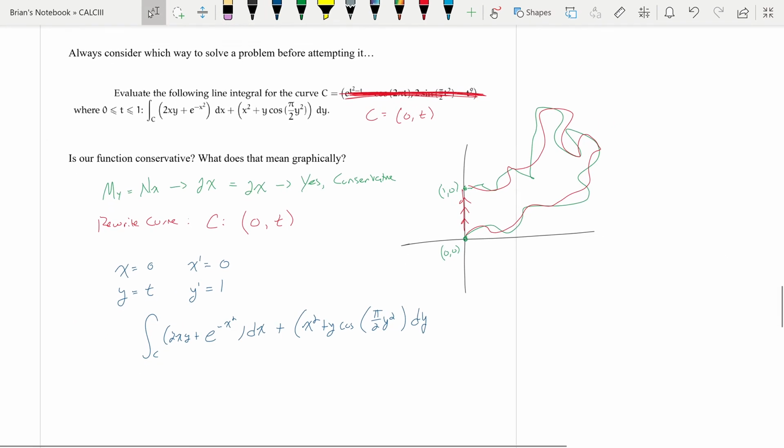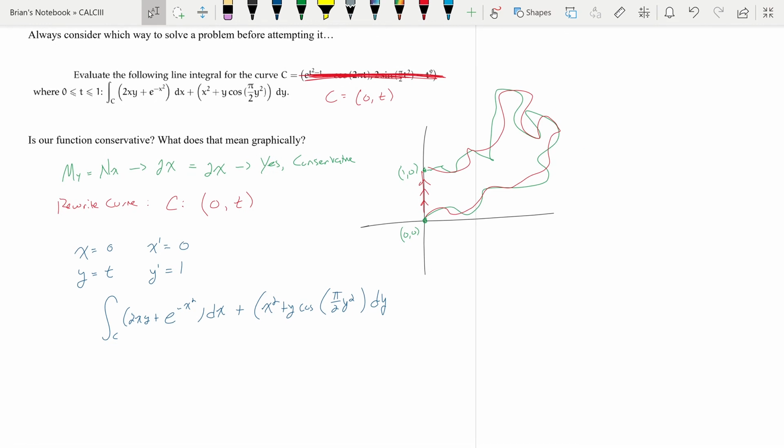Because I didn't let you guys do one of these, I'm going to let you do this one. Plug in your x prime, plug in your x's, plug in your y's, and see what you get. Our bounds are from 0 to 1. I'll set a timer for another 4 minutes, and we'll see how well you guys do. Good luck.